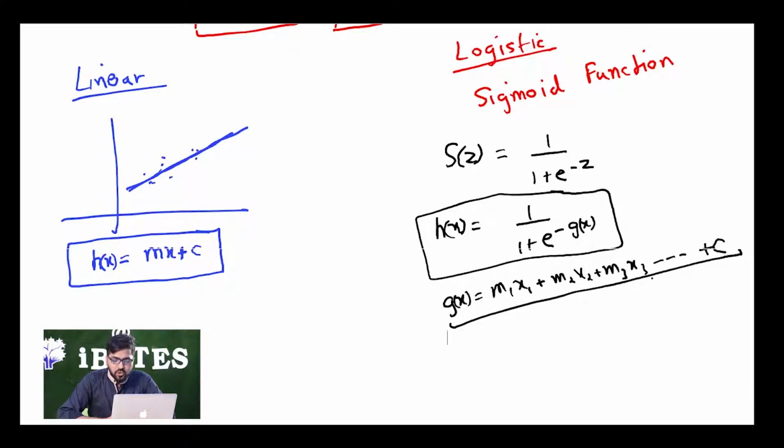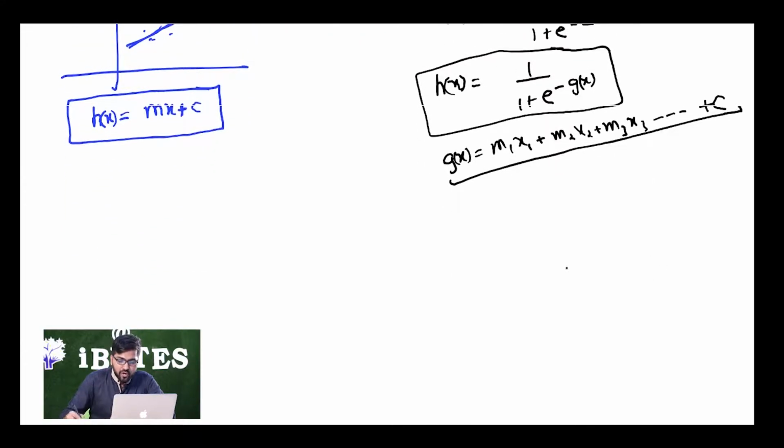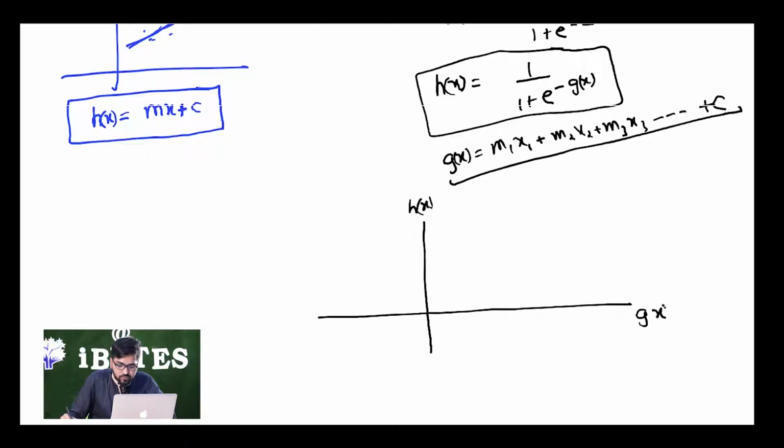Okay. So if I plot a graph of this sigmoid function, it looks something similar to this. The graph between h(x) and g(x) is going to look something similar to this. So this is going to be 1, this is going to be 0, this is 0.5. Okay. So for any given g(x), I will generally get an h(x) which is very close to 1 or which is very close to 0.